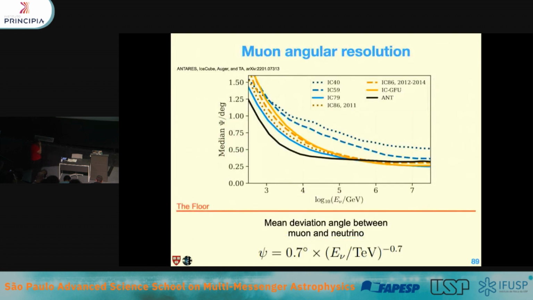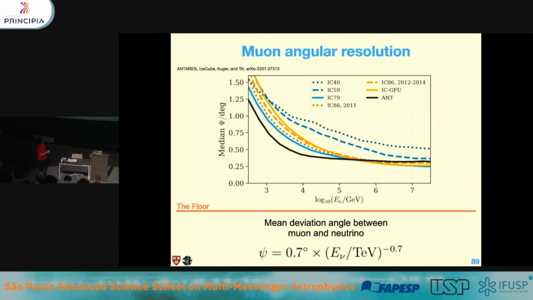And how well can we do that? This is the reconstruction in the case of tracks, from a recent paper by many collaborations, in fact. This is the median angle between the muon and the neutrino, and here is the neutrino energy on a log scale. All of these lines are IceCube, but there are different IceCube versions. The best one is the blue one, or eventually the yellow. This is the resolution we can get. At 10 TeV, it's about half a degree in ice.